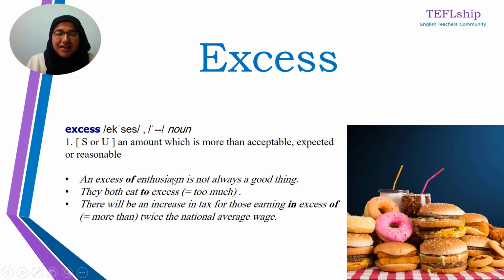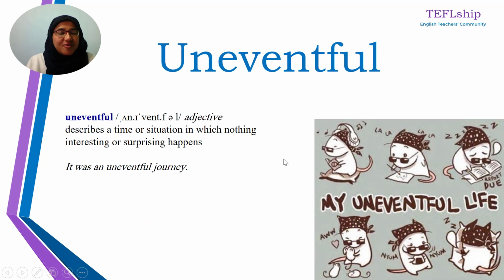So excess here, you can say they both eat to excess. So it means that they eat too much. So excess is a noun. So let's try to make a sentence. Can you try to make a sentence? I hope you did it well.